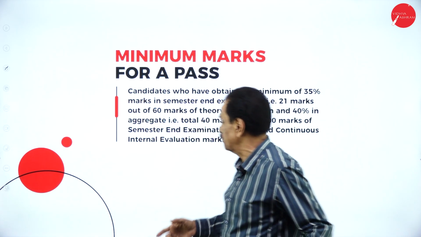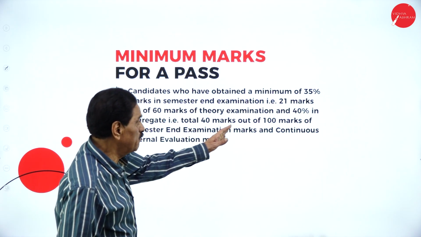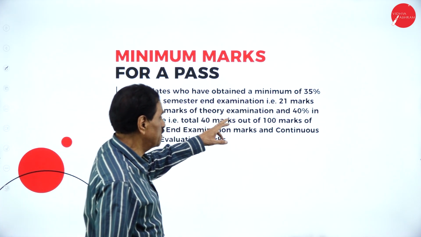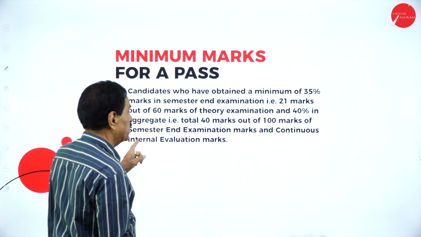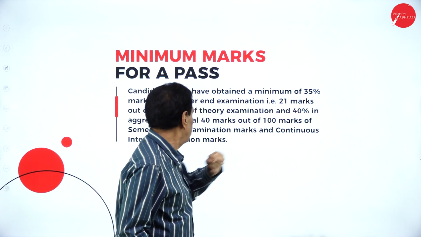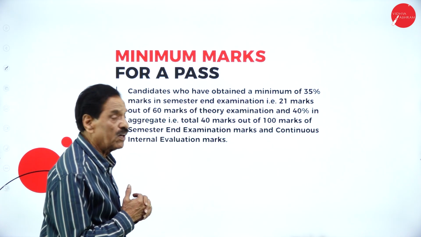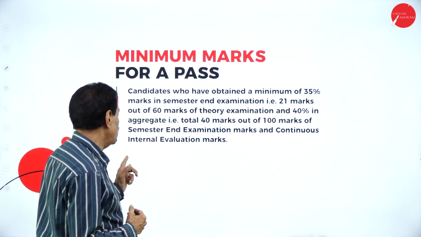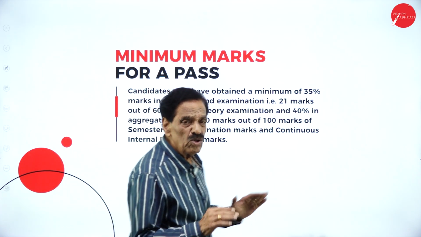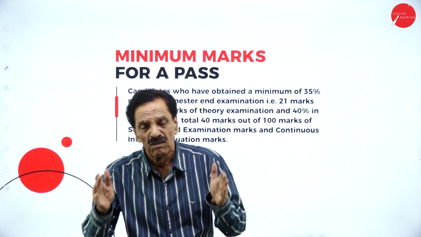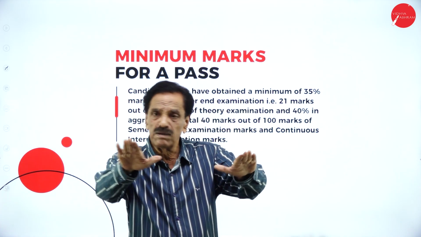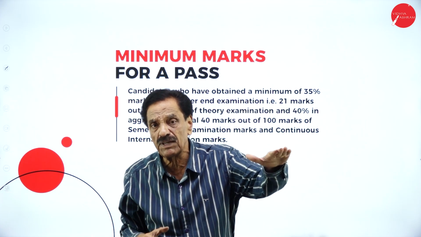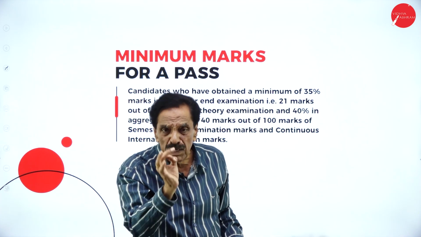Minimum marks for a pass: a candidate who has obtained a minimum of 35% marks in the semester end exam, that is 21 marks out of the 60 marks theory examination, and 40% in aggregate, total passing marks out of 100 marks of the semester end examination marks and continuous internal evaluation marks. So totally you have to get 40 marks, with 60 marks and 40 marks there. For 60 marks, you have to take 35%, which means 21 marks is the minimum.